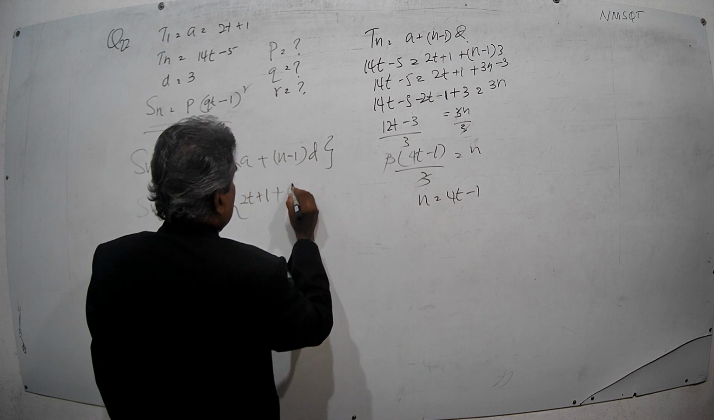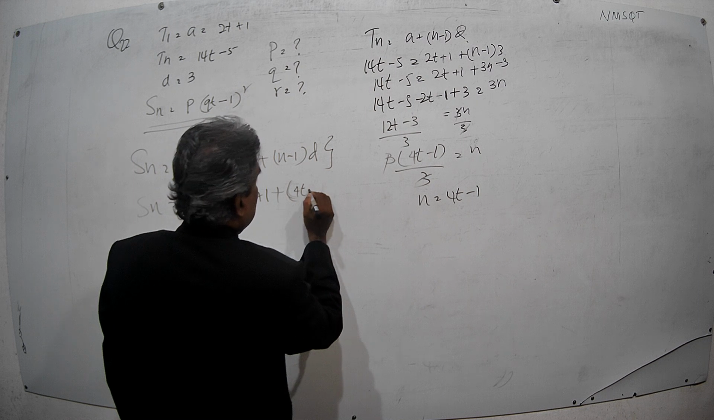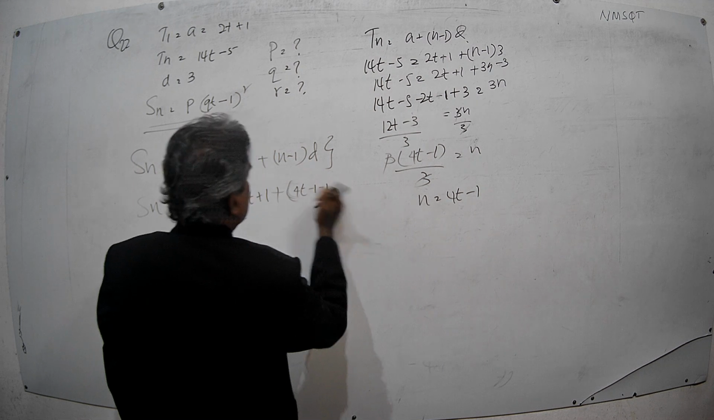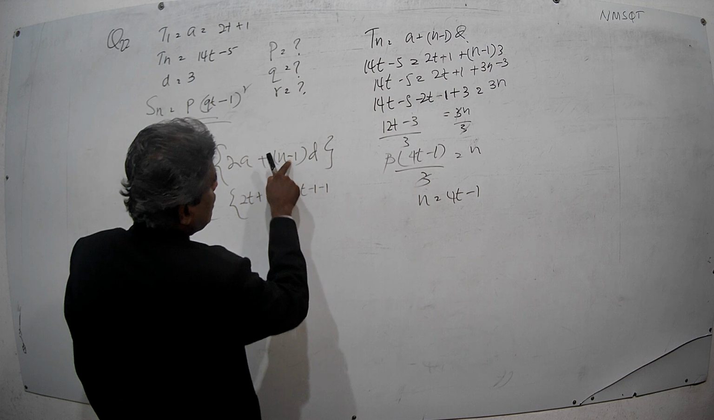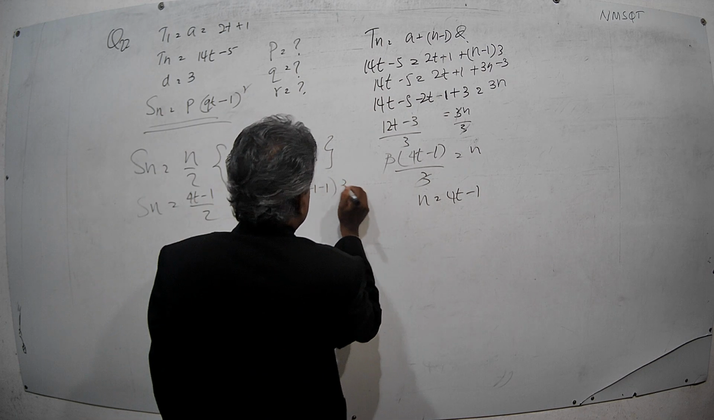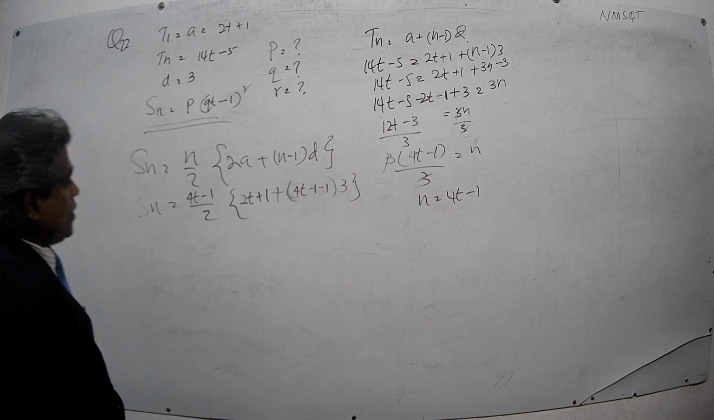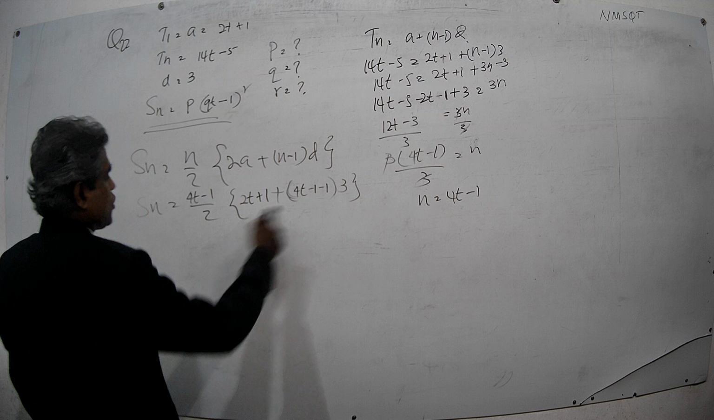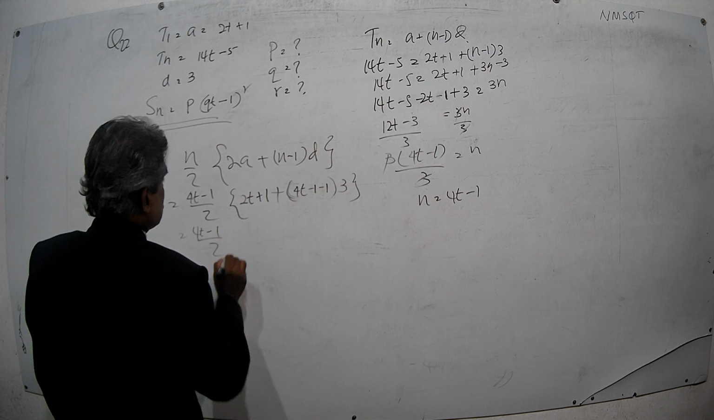Then substitute it here. 4t minus 1, this minus 1. N here, 4t minus 1 means this n part, then this minus 1 is this one, right? Okay, then how much? 3. That is the d value, 3. Then we simplify this one. Then 4t minus 1 over 2.